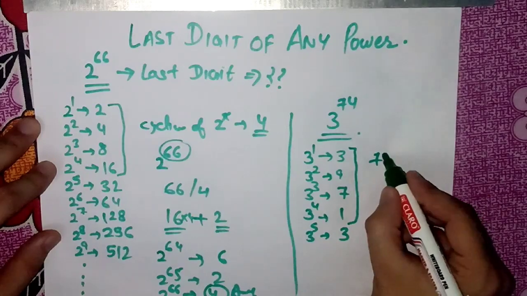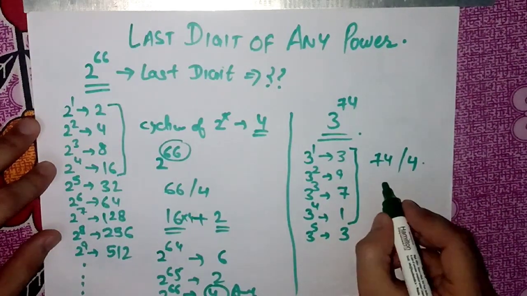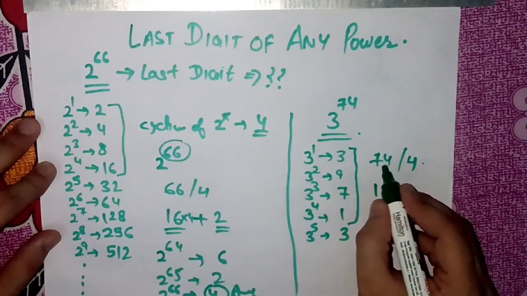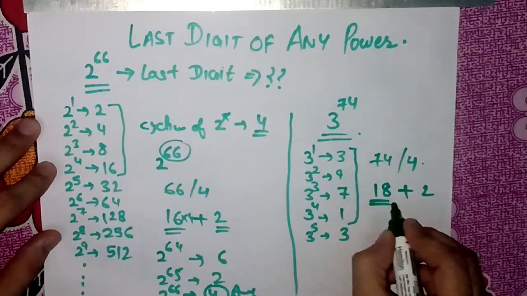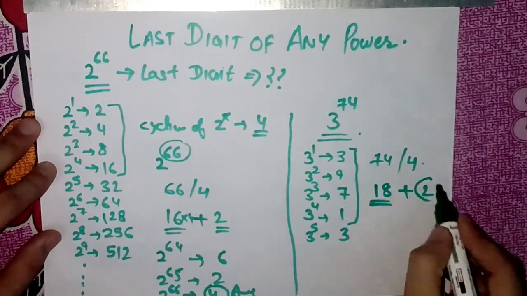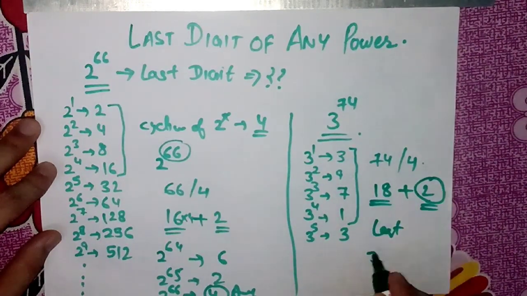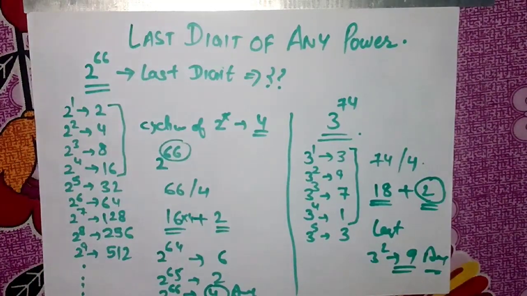You will divide 74 by 4. 4 ones are 4, the remaining is 3, 4 eights are 32, plus 2. So the remainder is 2. So the last digit will be 3 to the power 2, which is 9. I hope this is clear to you. Let's quickly do one more question.